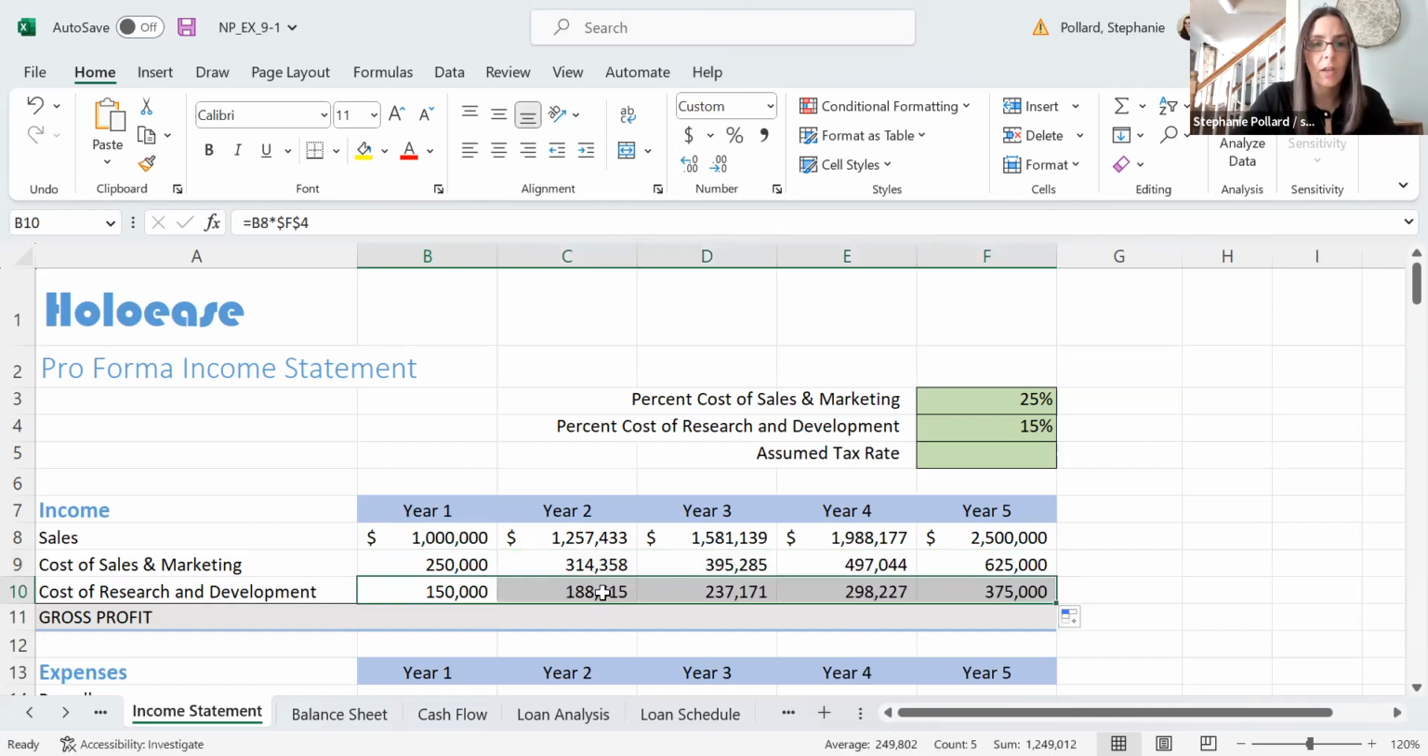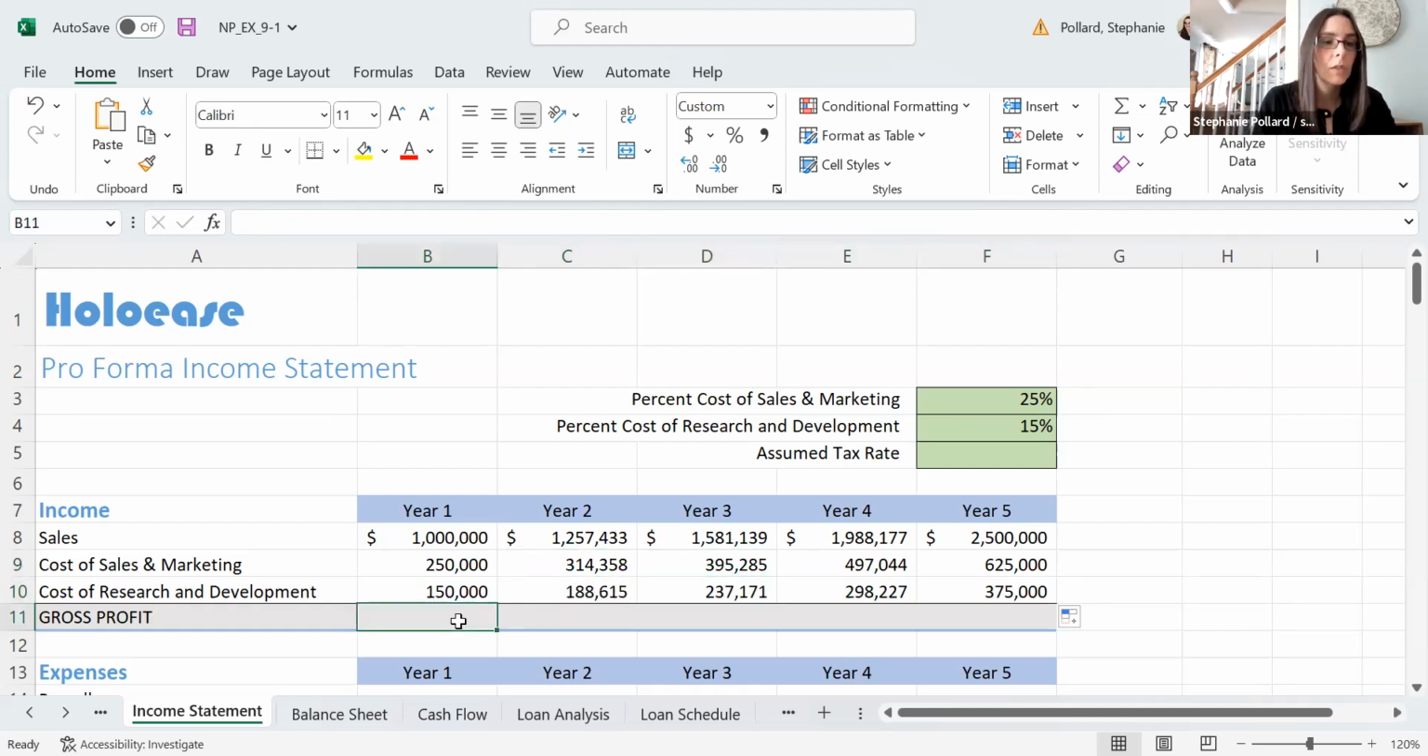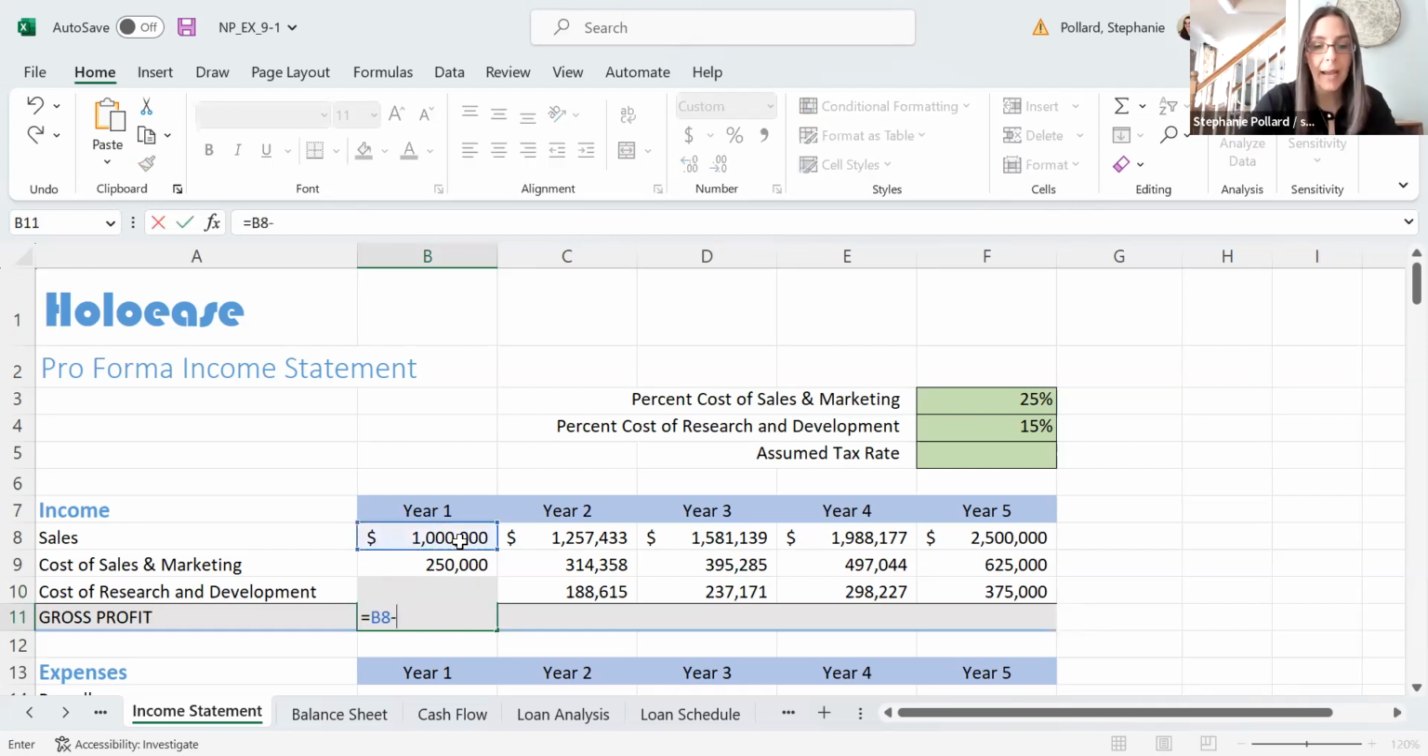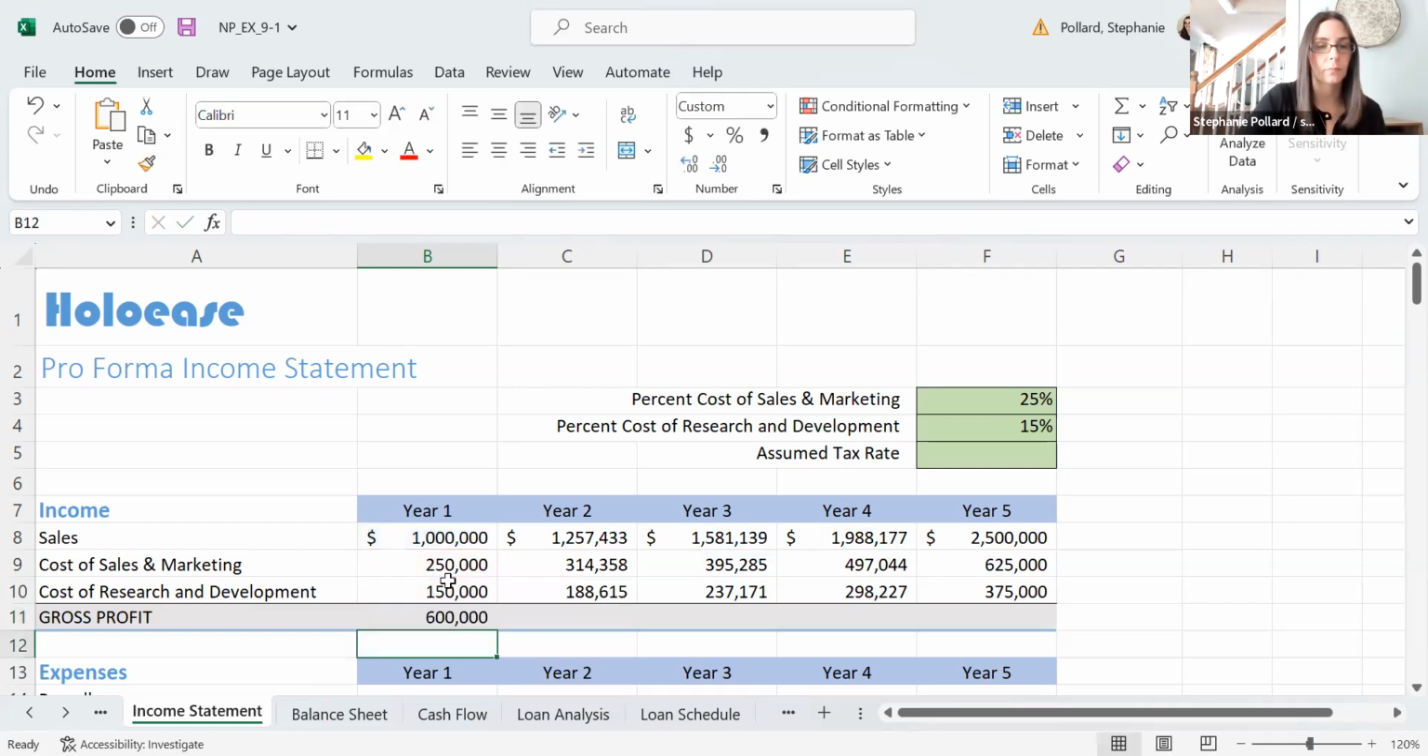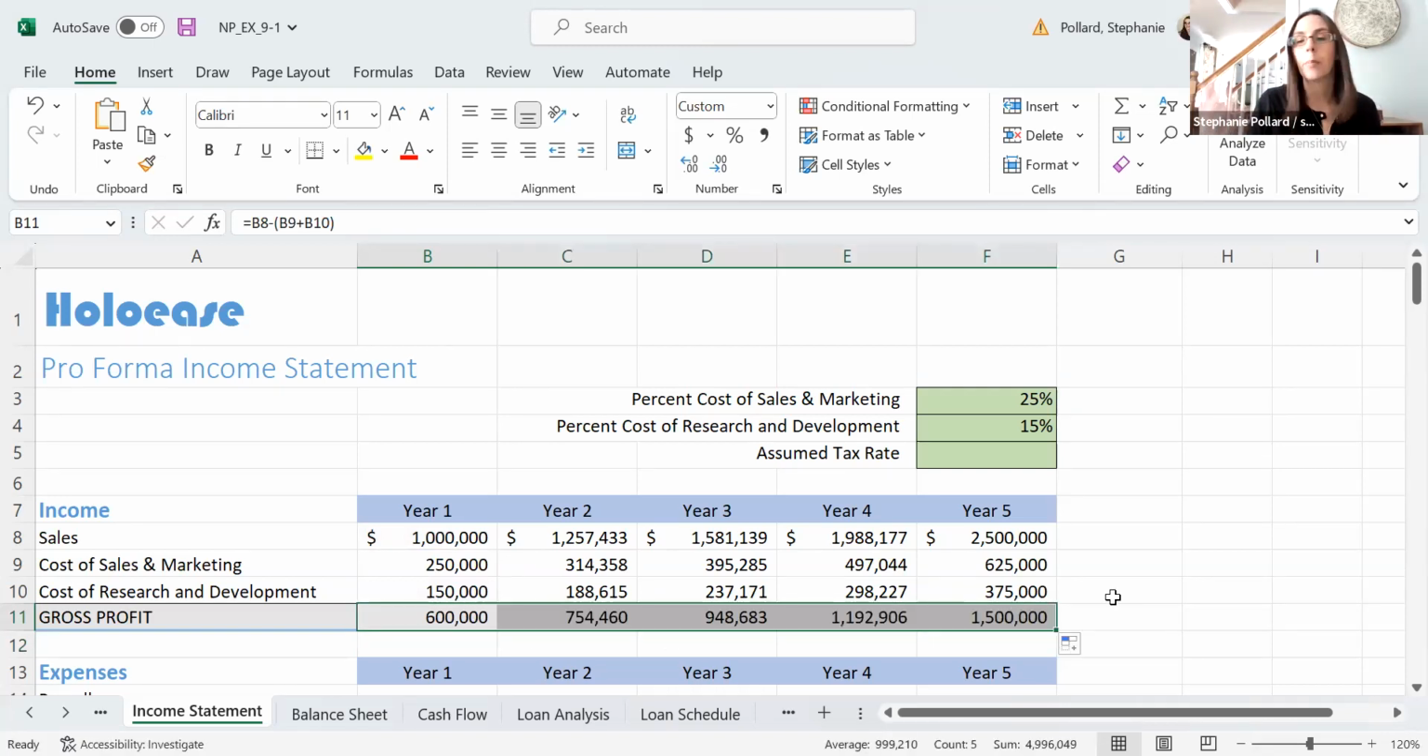And again, I do always recommend that you just click it, to check it's changing as you would expect it to change. So then our gross profit is going to be B8 minus our 2 costs. So the cost of sales and marketing plus the cost of research and development. And again, I can also drag that across. So for our projected gross profit here in year 1, we're estimating 600,000 again income. And then for year 5, we're looking at 1.5 million.